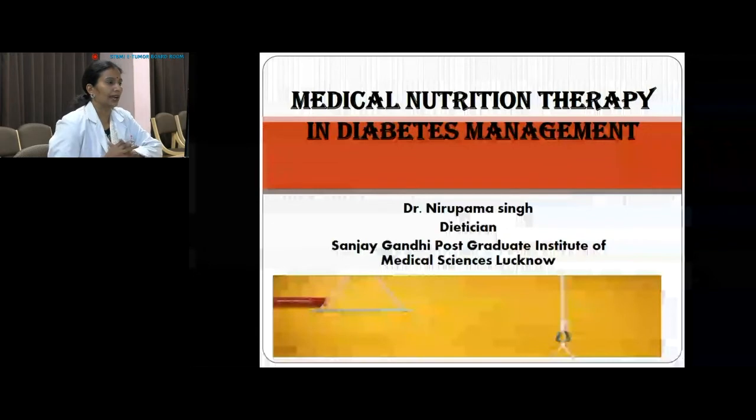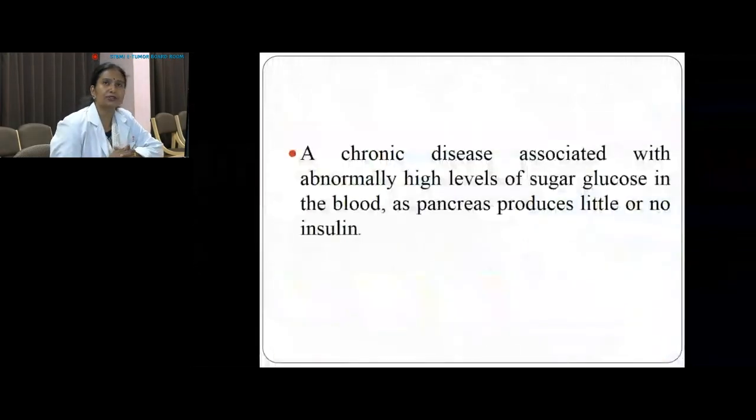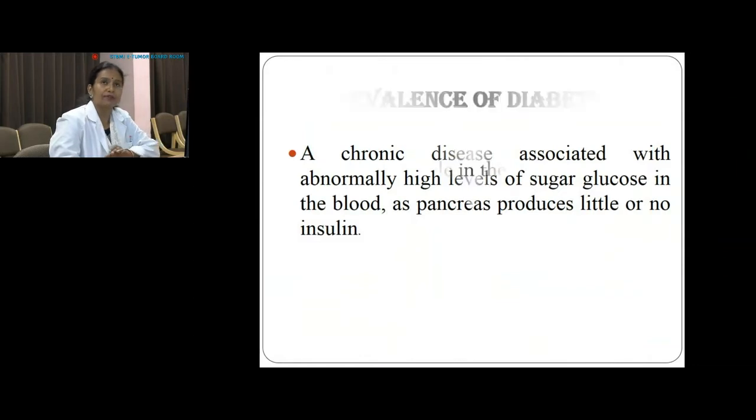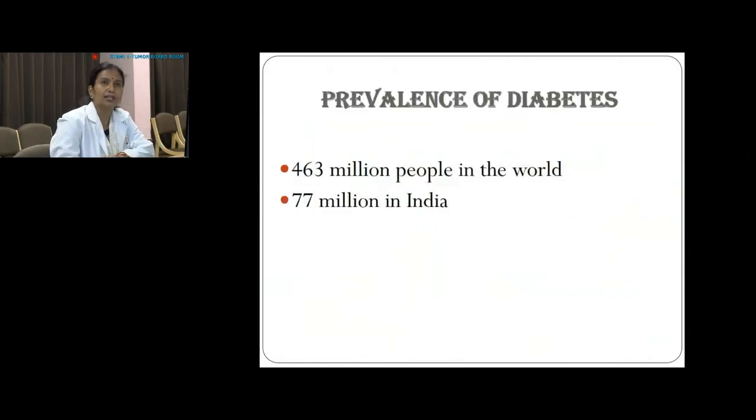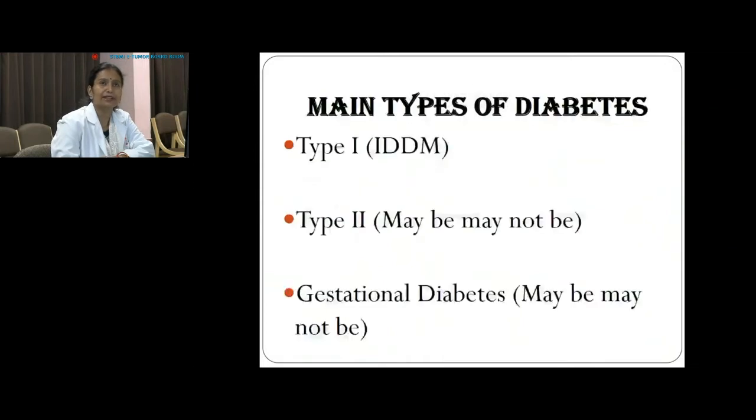Diabetes is a chronic disease associated with abnormally high levels of sugar, glucose, in the blood, as the pancreas produces little or no insulin. The prevalence of diabetes is 463 million people in the world and 77 million in India. There are three main types of diabetes: type 1 diabetes, type 2 diabetes and gestational diabetes.